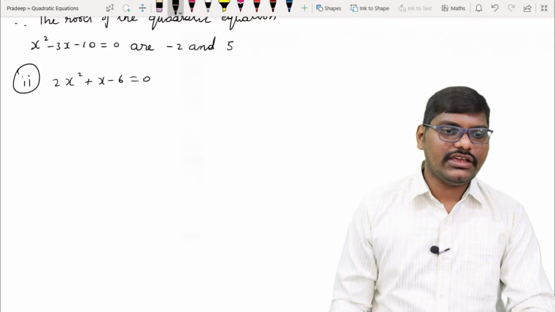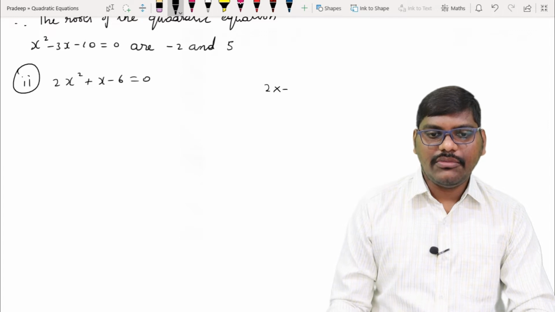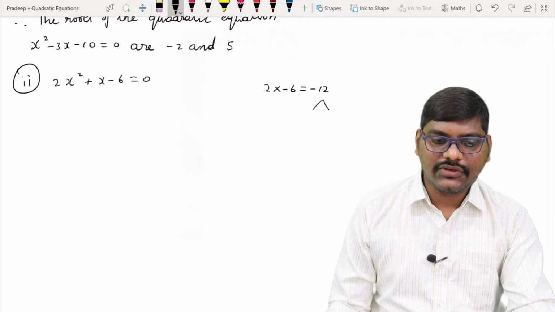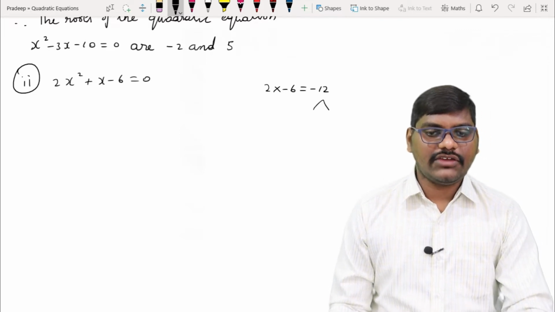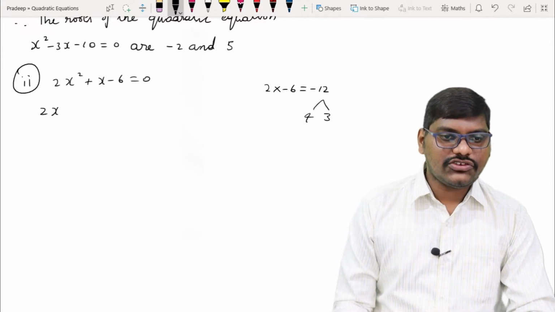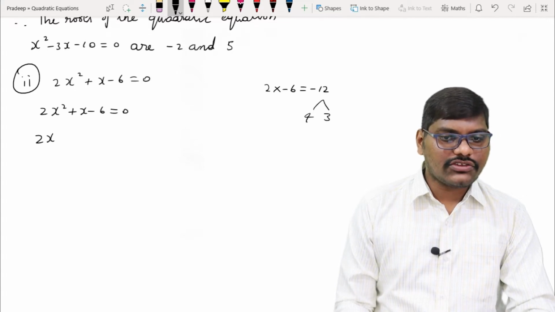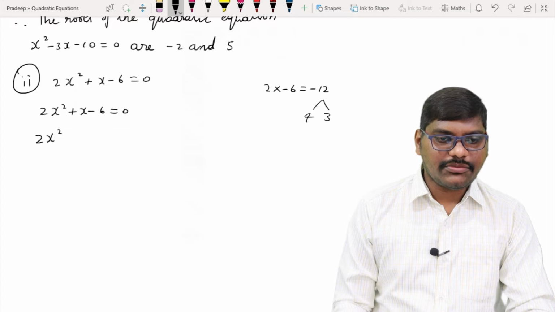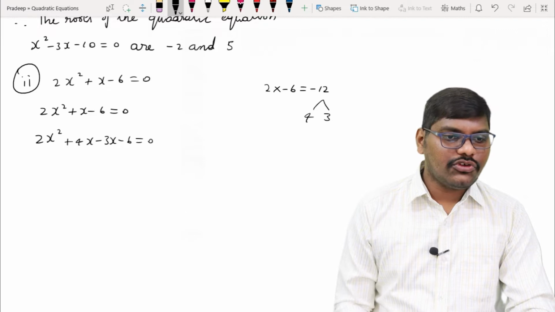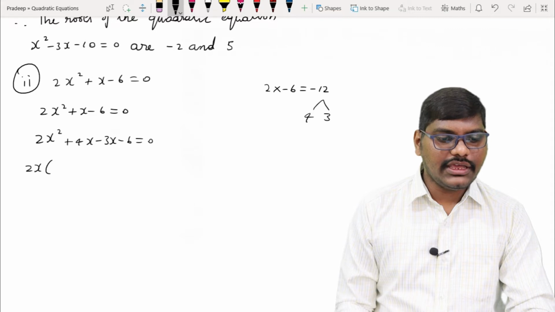Here the coefficient is 2 and the constant is minus 6. So we have to take 2 into minus 6, that is minus 12. We have to check the multiples of 12 here. We can take 4 threes are 12. This is perfectly satisfying. So I'll write the question first, 2x squared plus x minus 6 equal to 0. This I can write as 2x square plus 4x minus 3x minus 6 equal to 0. Here I can just take 2x common. If I take 2x common, I'll remain with only x here.